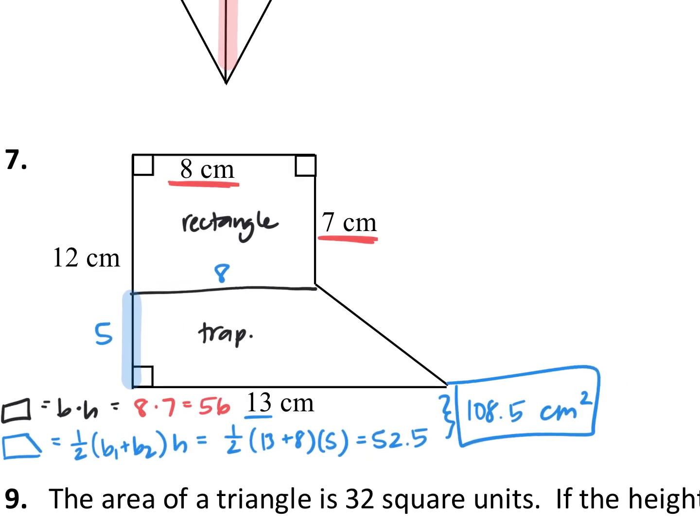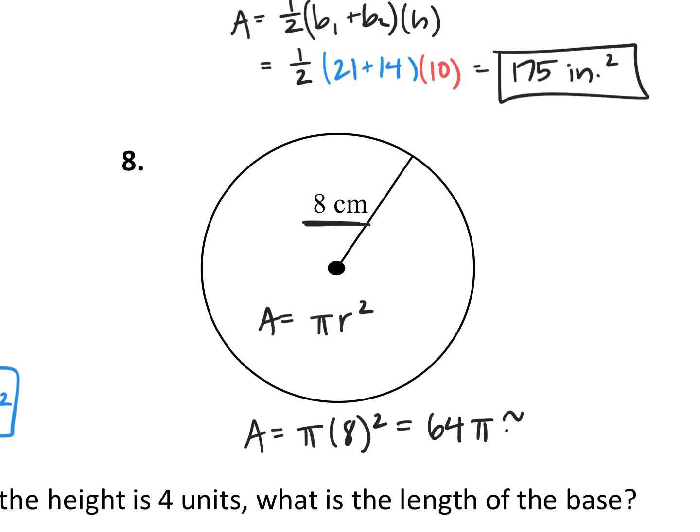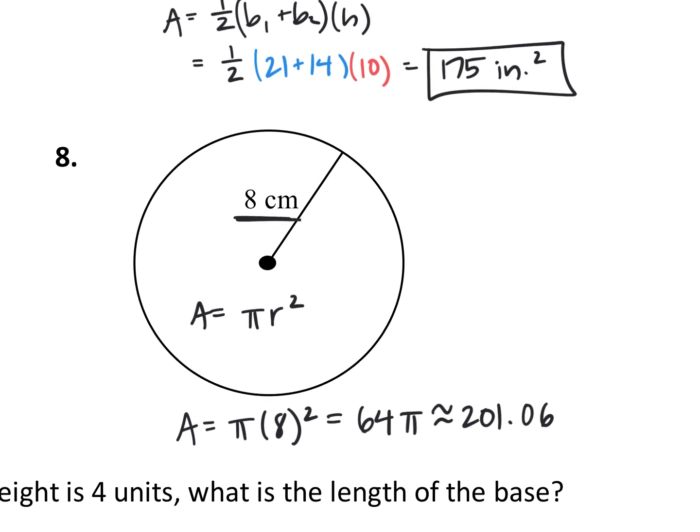Okay, and then we've got number 8 is a circle. So area for a circle would be pi r squared. So if my radius is 8, I've just got pi times 8 squared, which is 64 pi. But if you plug that in the calculator, you get approximately 201.06, rounded to the nearest hundredth, centimeters squared.